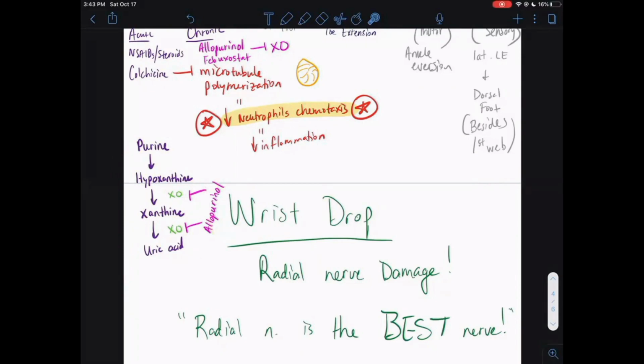Whereas with acute gout, the problem is you've already got the uric acid built up in your joints, so now you just got to stop the inflammation as fast as possible. But the allopurinol, this works over time by stopping this whole breakdown process.